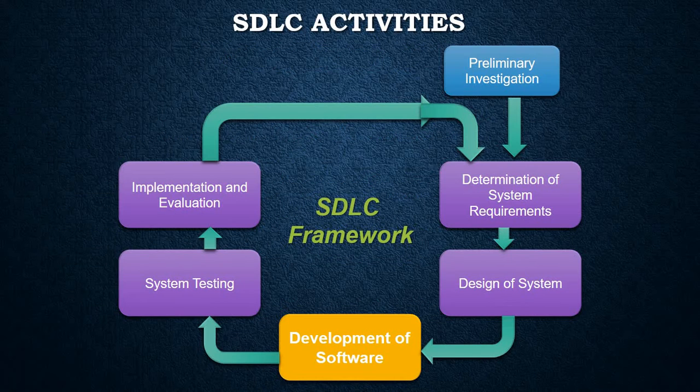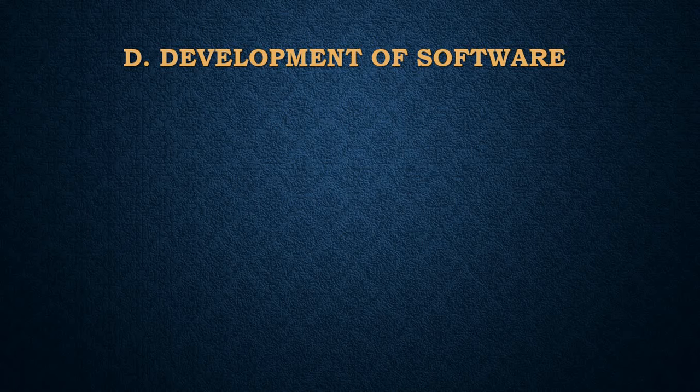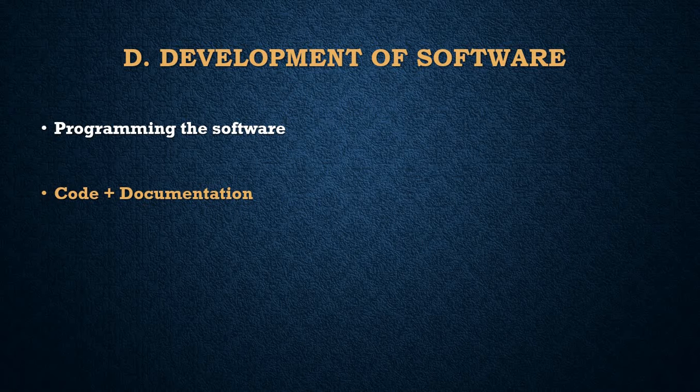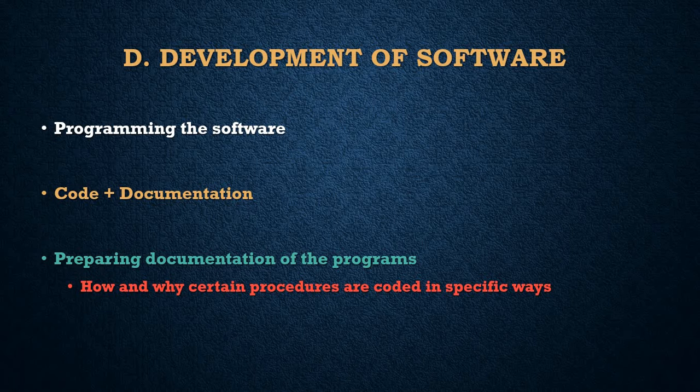The next stage of SDLC after design of system is the development of software. As per the outcomes of design stage, the software is programmed by the coders. Coders or programmers are also responsible for preparing documentation of the programs, where the documentation clearly describes how and why certain software features have been coded in specific ways for the system.